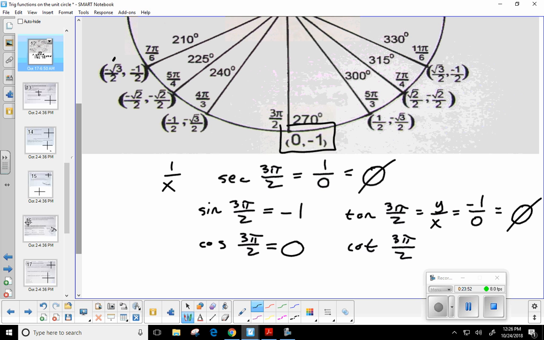But cotangent of 3 pi over 2, remember, is x over y. So the x value being 0, the y value again being negative 1. But what's this one? 0. You can divide 0 by a number; you just can never divide by 0. How many people got those right? Okay, good. I am starting to see more hands go up. Are we starting to feel more comfortable with evaluating trig functions?